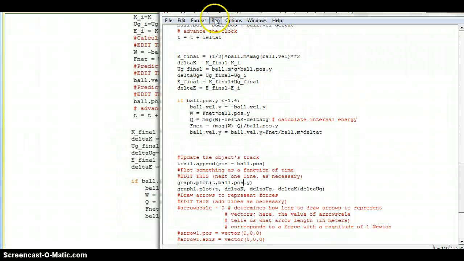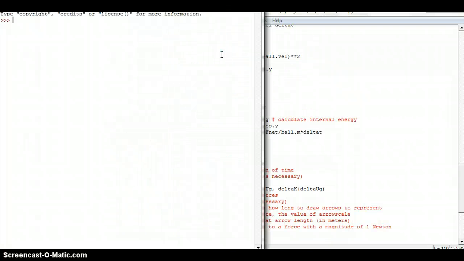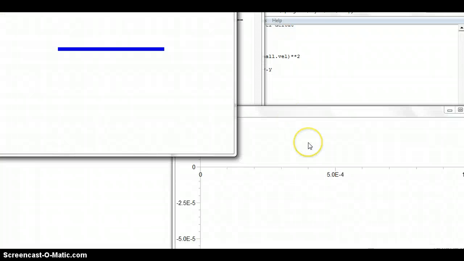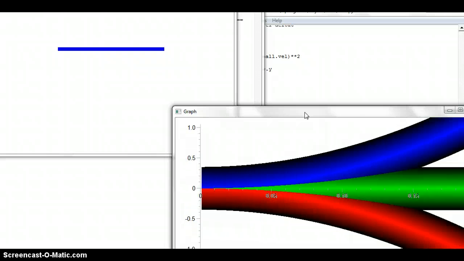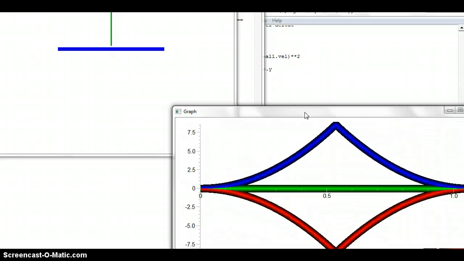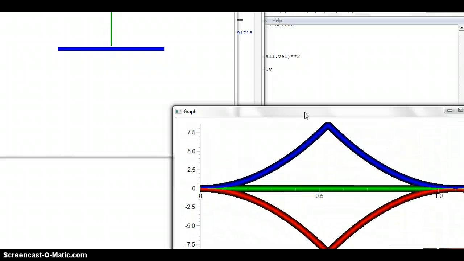Here is the output when I run the model. This graph shows the changes in energies during the bounce. The blue shows the kinetic energy, the red shows the potential energy, and the green is the total energy, which remains constant throughout the motion.